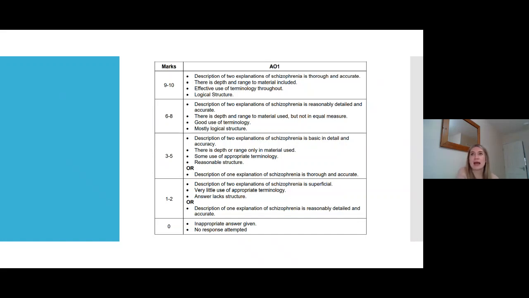So again, when we're looking at planning an answer, you need to make sure that you have an even amount of detail in each section for each explanation, each biological explanation here.